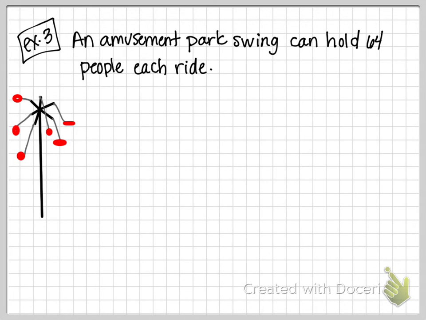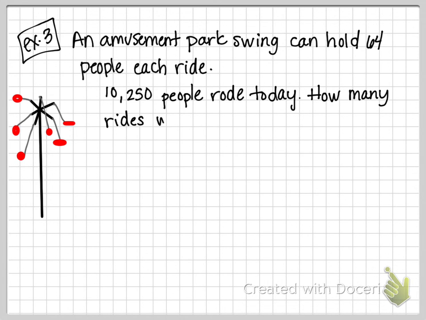Okay, an amusement park swing can hold 64 people per ride. So 64 people can be on it at one time. Okay? It says 10,250 people rode the ride today. Total. So it goes over and over again. People get in line, they go up and they do the ride, and so in total, from the start to the end of the day, 10,250 people rode. How many rides were given? So if it was full and there were 64 people every time the ride ran, how many rides were given? How many times did it go?